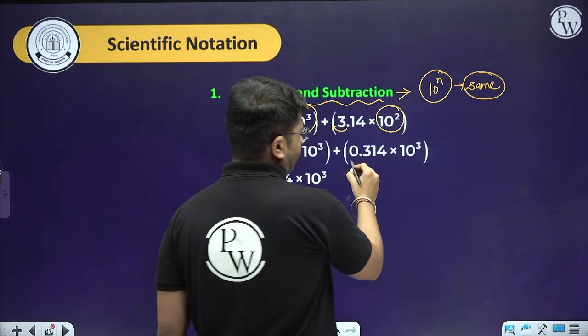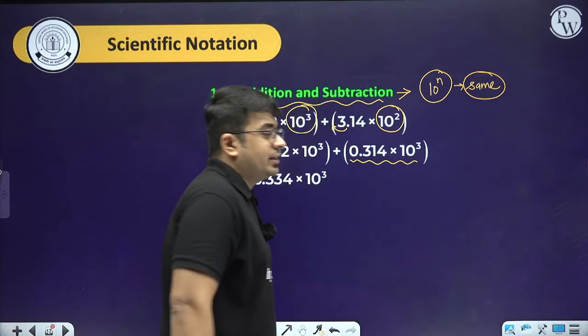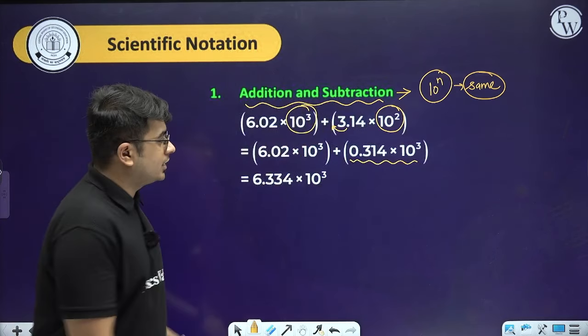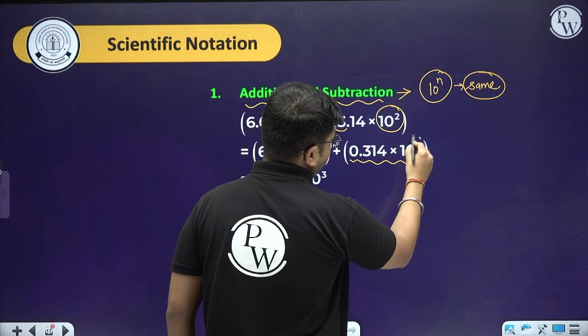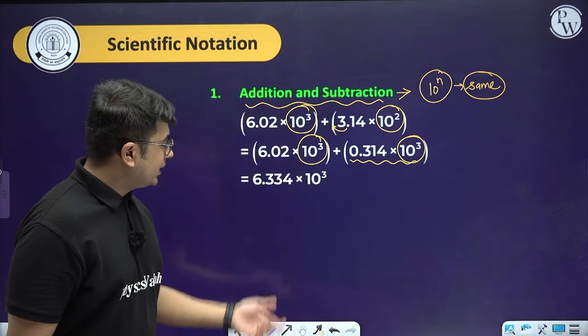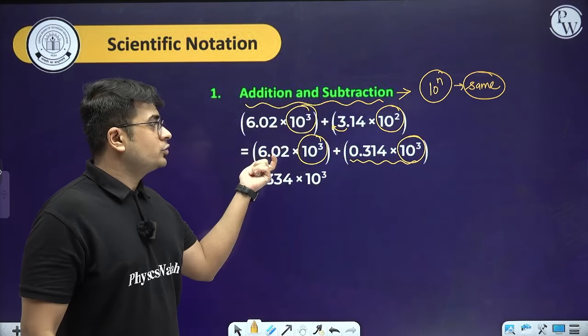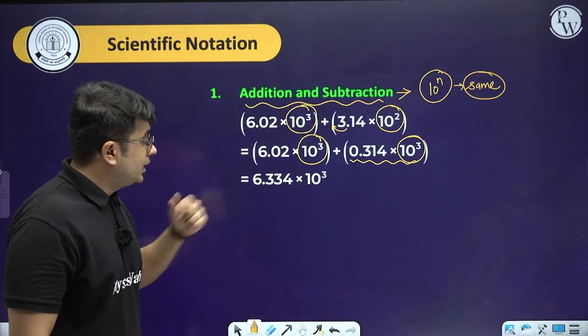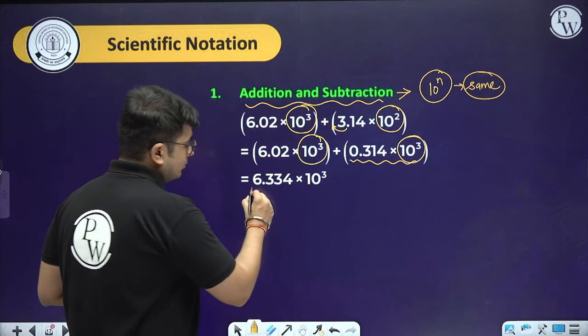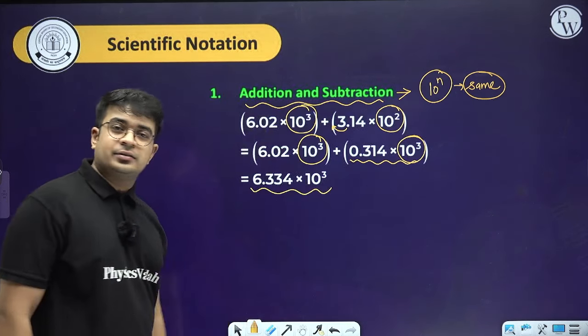So I can write it as 0.314 multiplied by 10 raised to the power 3. Now the exponents are the same. We have 10 raised to the power 3 as well as 10 raised to the power 3. Now I can add these two numbers, 6.02 and 0.314. That will be 6.334 multiplied by 10 raised to the power 3.